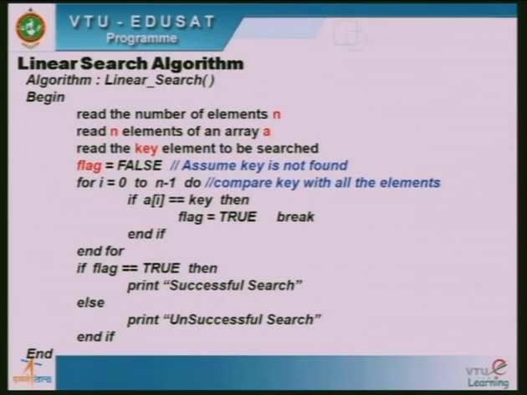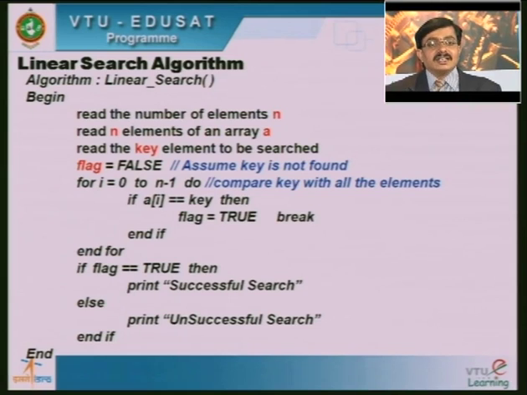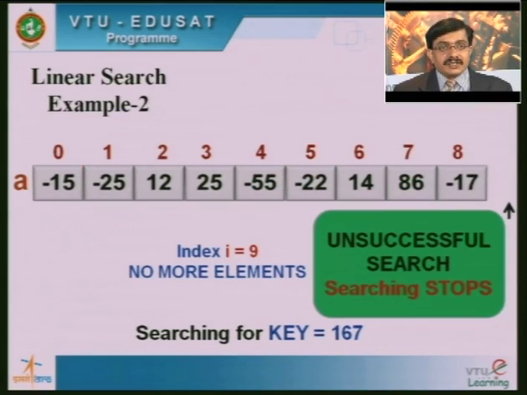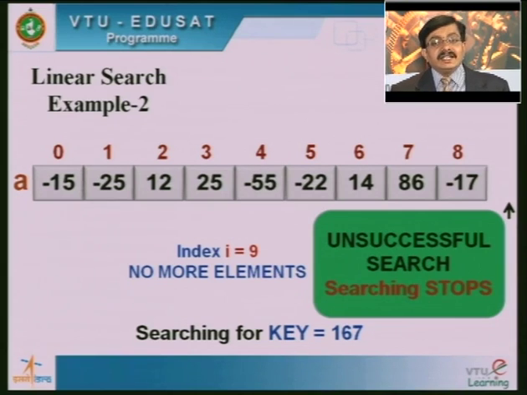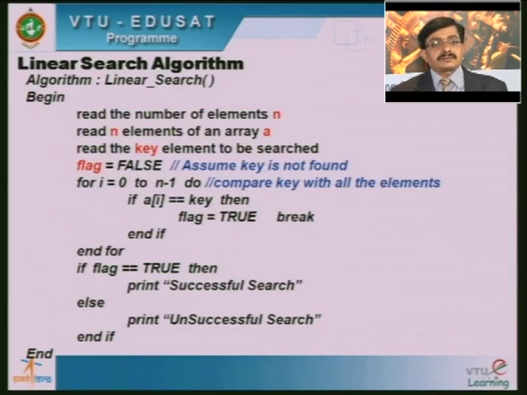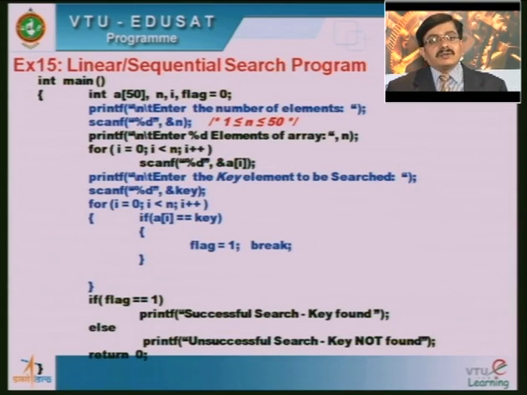So if there are n elements and the key element is in the last position, we are supposed to do n comparisons. If the element is present at the first position itself, then we may need to do only one comparison. That is, the 0th element itself is the key element. Say, for example here, if I need to search for minus 15, I need to do only one comparison. Whereas if I want to search for minus 17, then I am supposed to do 9 comparisons. And if the element is not present in the list, even then I am supposed to do 9 comparisons here. So this is the basic way how the linear search, or the sequential search, program works.